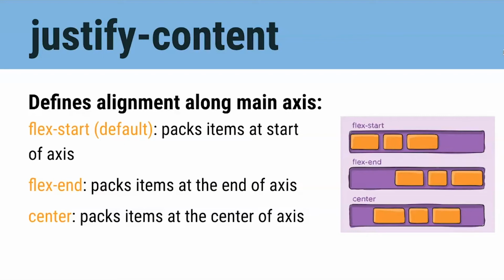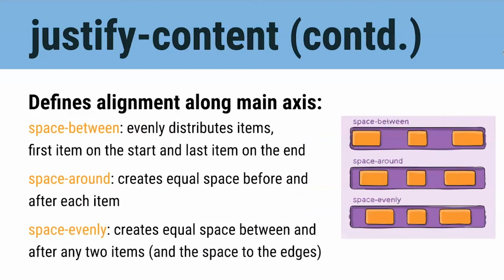There are 6 different values for Justify Content. Flex Start, the default value, packs items at the start of the main axis. Flex End packs items at the end of the main axis. Center packs items at the center of the main axis. Space Between evenly distributes items within the main axis.